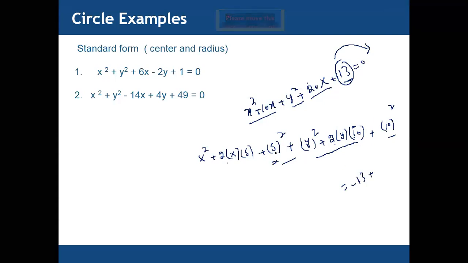We add 5 square. So 5 square means 25. We also add 10 square. So 10 square is actually 100. So when you add 100 with 25, so 125 minus 13 equal to 112. So this is actually r square. Clear?